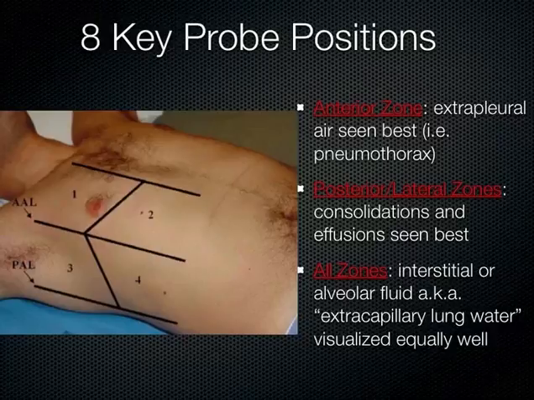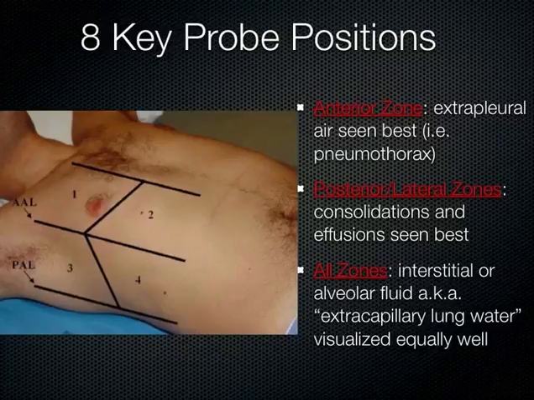But if you think about it, if you're supine and you have air that has escaped from inside the lung into the pleural space, where is it going to be if you're on your back? It's going to be anterior, right? And posterior laterally, we can best see effusions, which is fluid that's in the pleural space, and consolidations, which are pneumonias or atelectasis of the lung, posteriorly because those are gravity dependent.